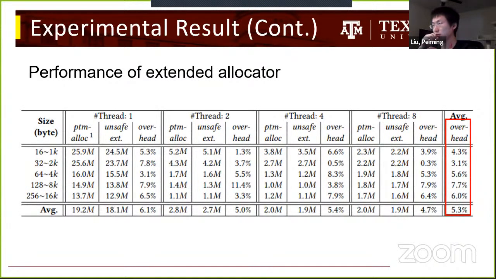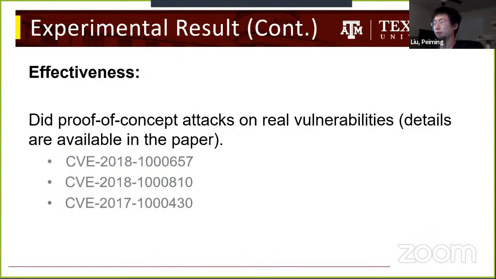Our result also shows that supporting a separate heap region for the heap allocator does not cause too much memory slowdown as well. Only 5% overhead is imposed on the intensive testing.